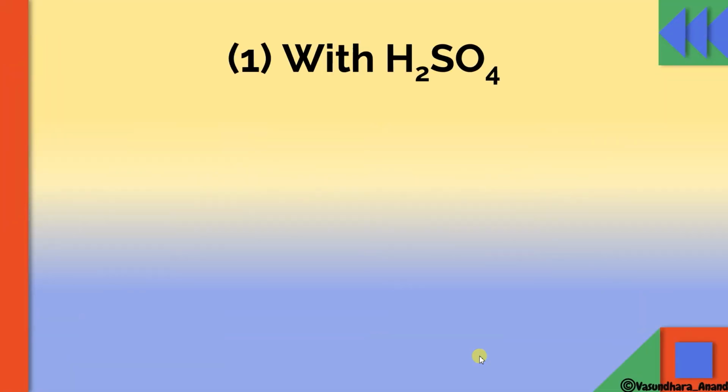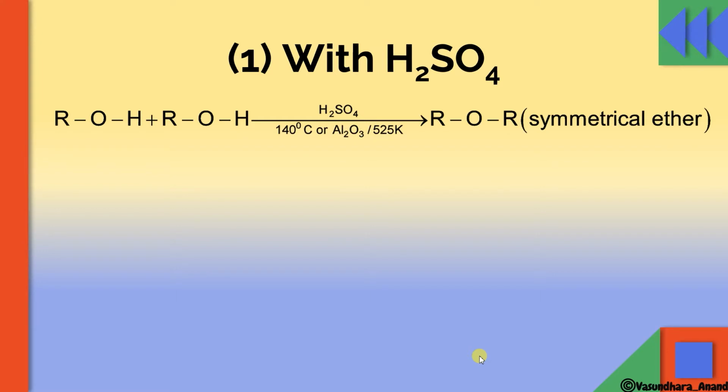So that is with conc H2SO4. When alcohol reacts with conc H2SO4 at 140 degrees Celsius in presence of H2SO4 or any other dehydrating agent like Al2O3, then it will undergo dehydration and will give symmetrical ether. Since 2 moles of the same alcohol we will take, that's why we will get the symmetrical ether.